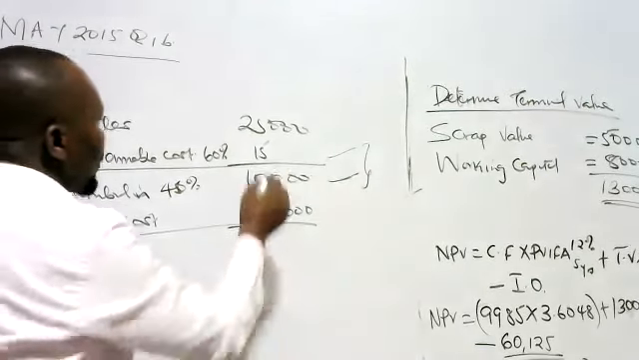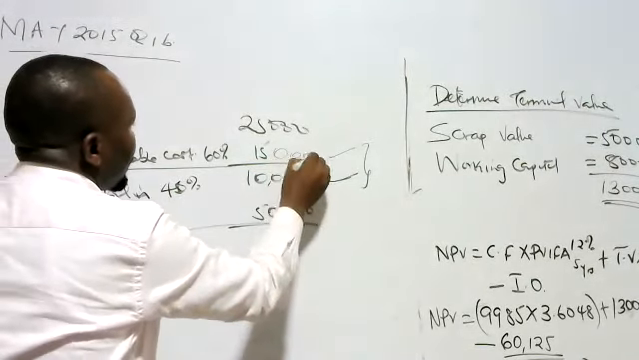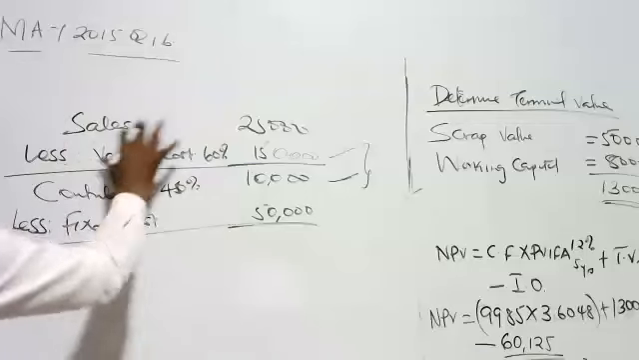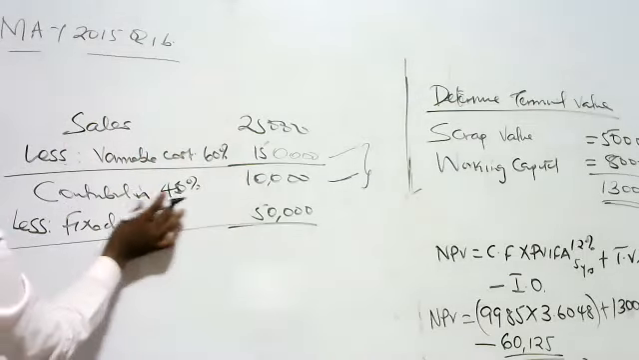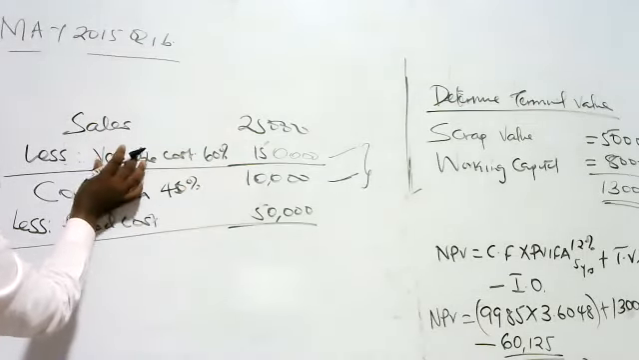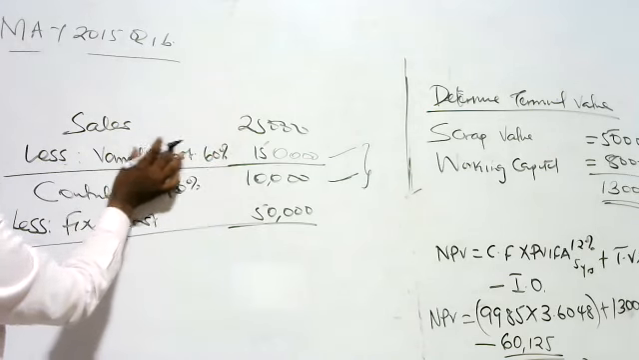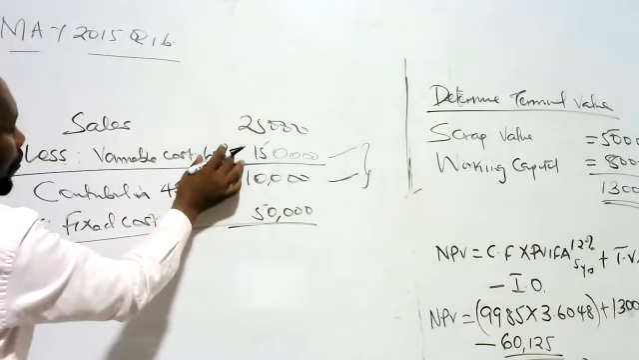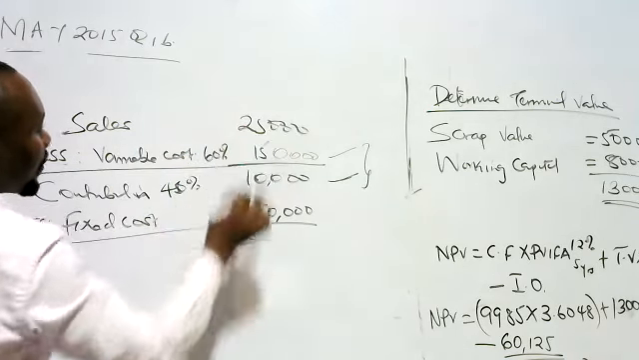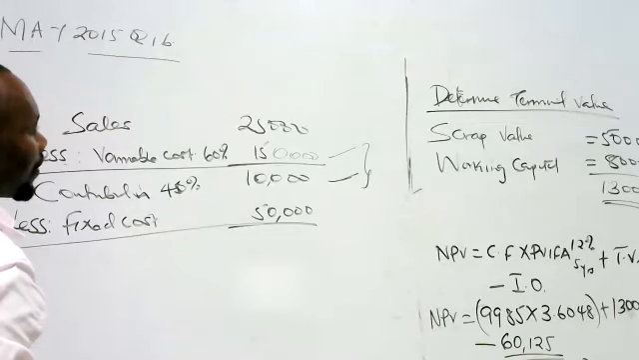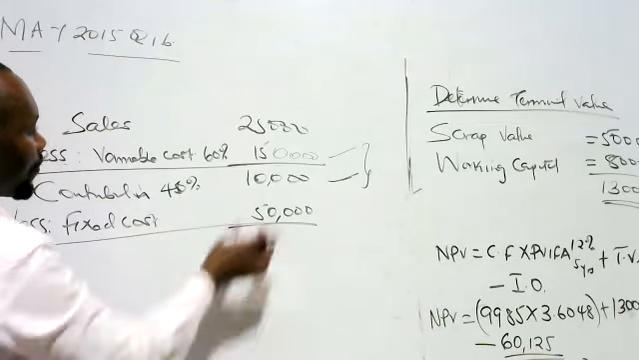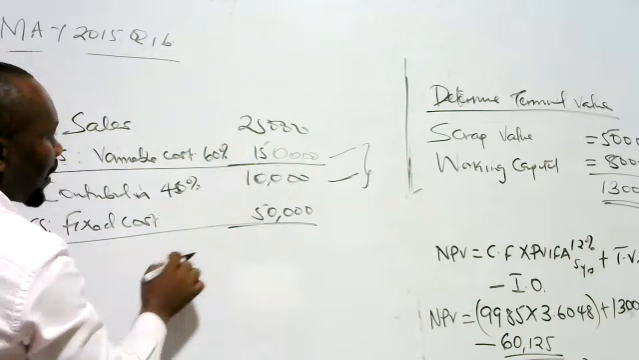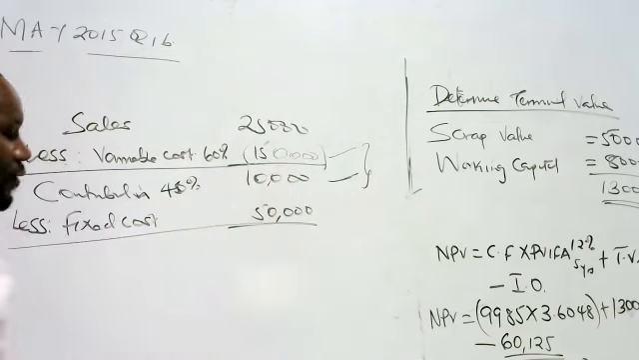Should be 15,000. So even if you use this, you have just decided that the contribution margin is 40, meaning the balance, which is 60%, is the variable cost. So variable cost is a percentage of 25,000, which is 15. Calculate there and you will get it, and then you proceed.